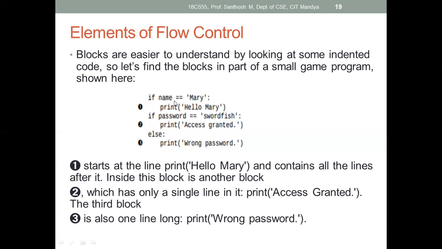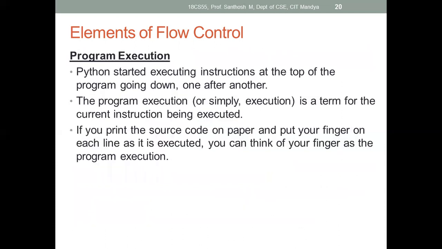First, the name is equal to Mary. If it's not true, if you enter some other name, for example ABC, so name is equal to ABC, then the condition will fail and it will come out of the if condition. It will not print anything. So don't get confused, it's a simple example. Next we will see one by one. Next, program execution.